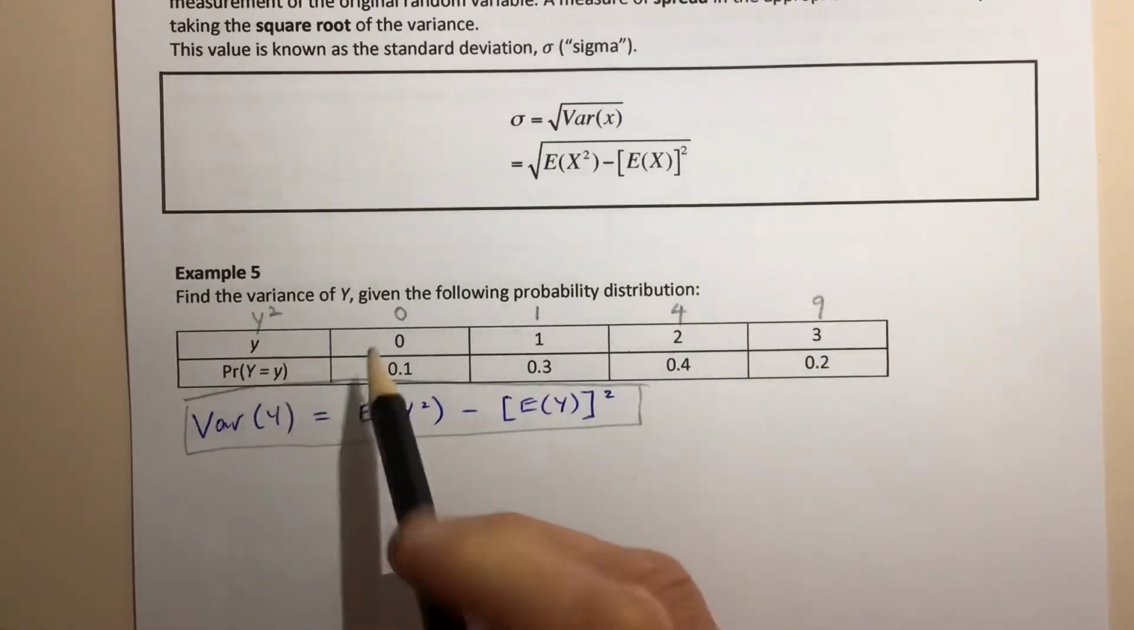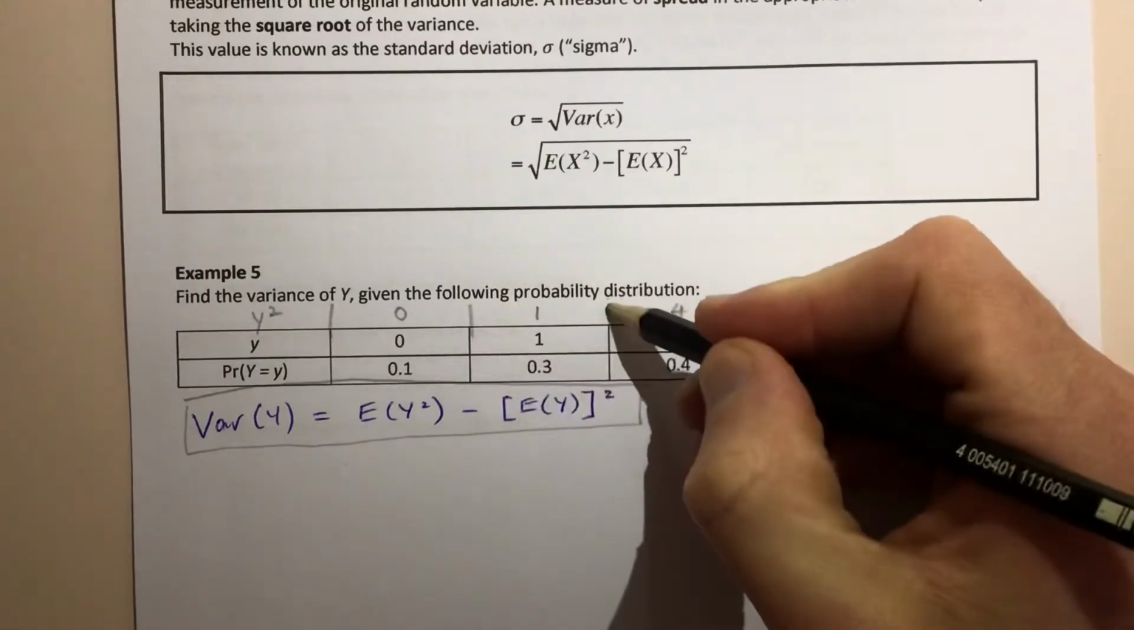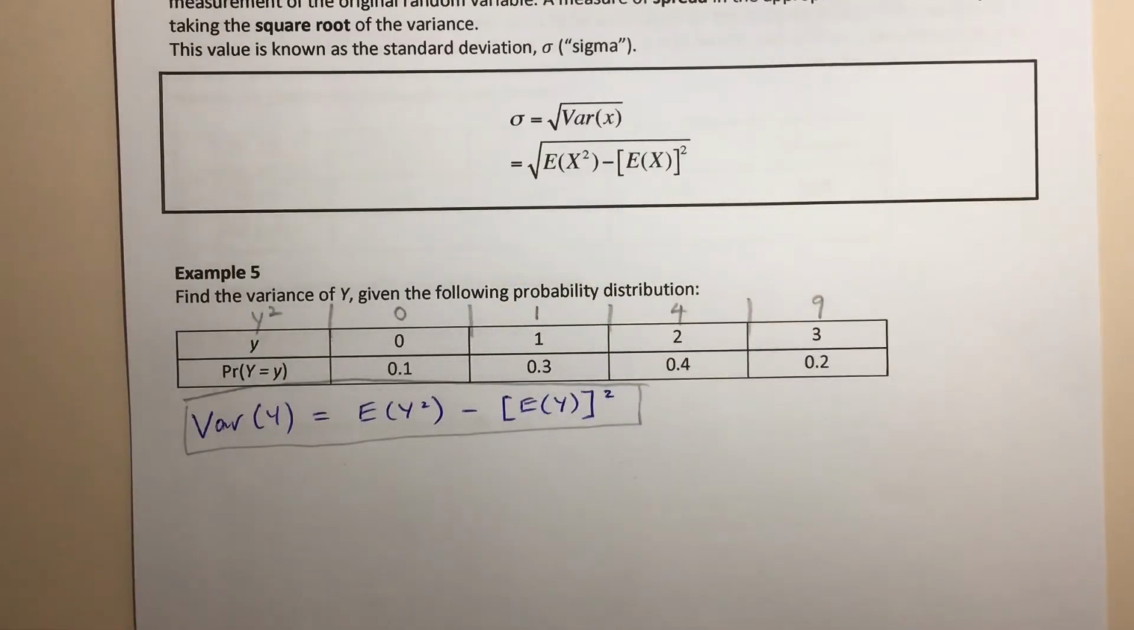So just across the top here, it's almost like I've added a row to this table. As I said, you don't have to set it out this way, but I find it useful, particularly when you're using this for the first few times, to see what's going on with this first part, the expected value of y squared. My next tip would be to actually calculate each of these two things separately.